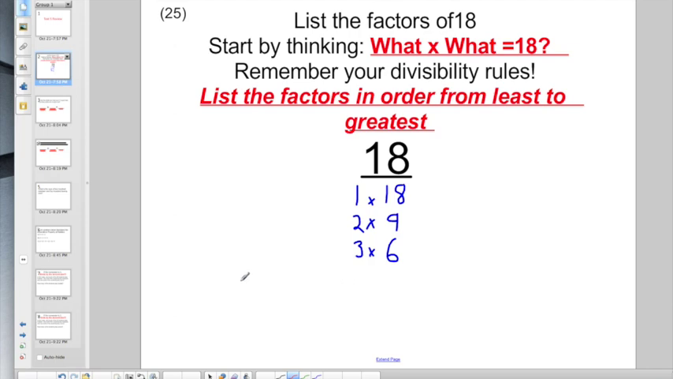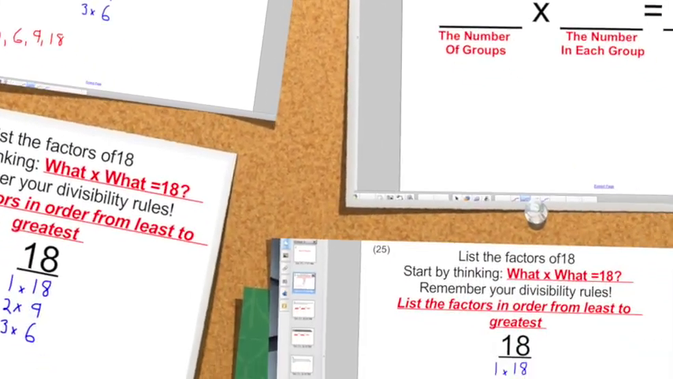But once you have them there, now we have to put them in order from least to greatest every time. You don't start with this step. This is the last step. So I have 1, 2, 3, 6, 9, 18. Get them listed in pairs first. Don't go right to this step because nobody is that good in math, including myself. All right, 1 down, just a few more to go.